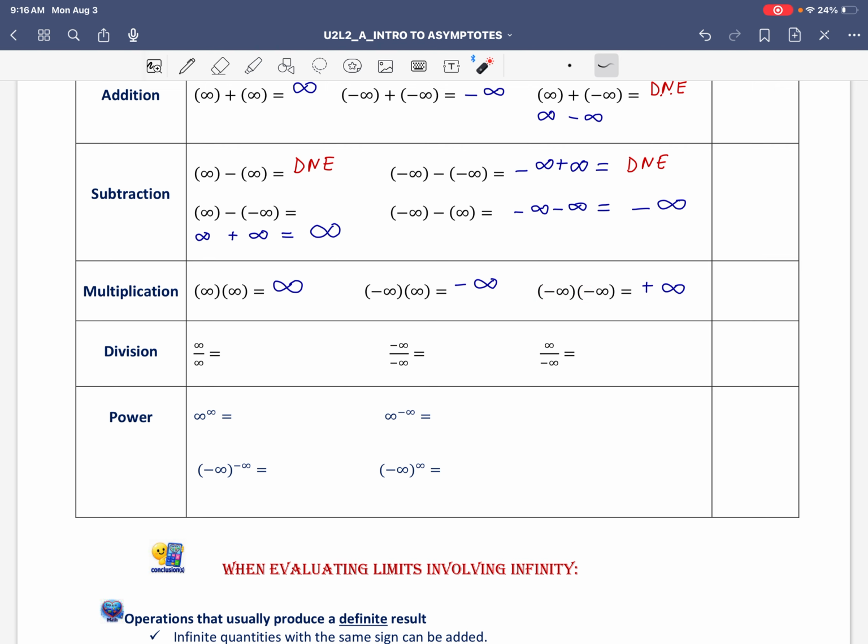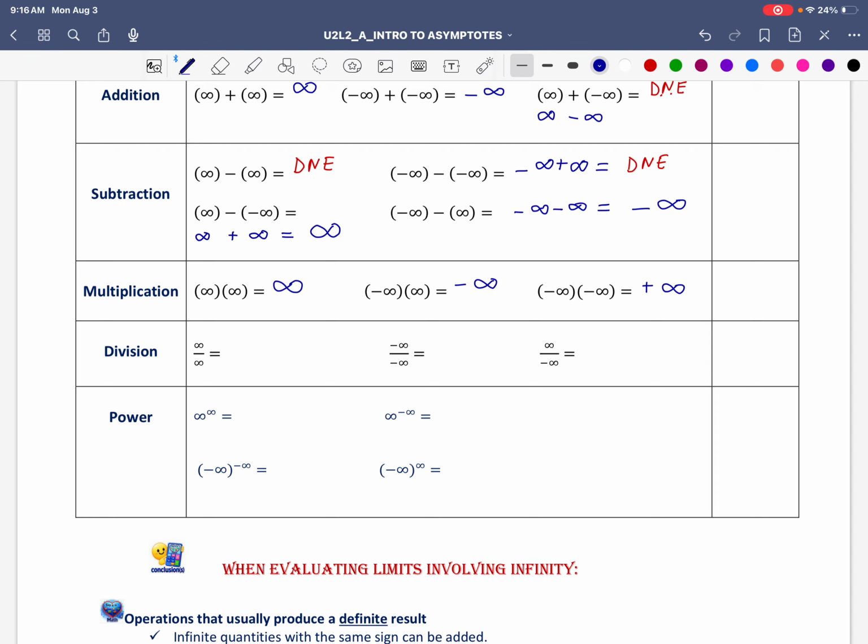So we're going to continue with division, which is the more interesting kind of operation, in my opinion. So if you were to divide infinity by infinity, what do you think the answer would be? Well, whenever I ask this question in class, the first reaction I get is that it has to be 1.